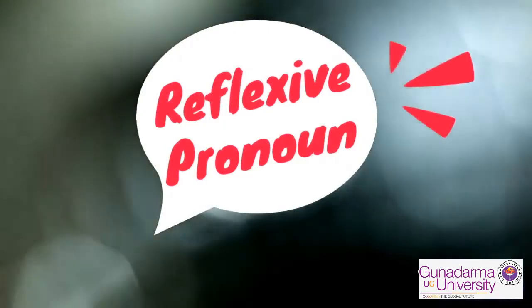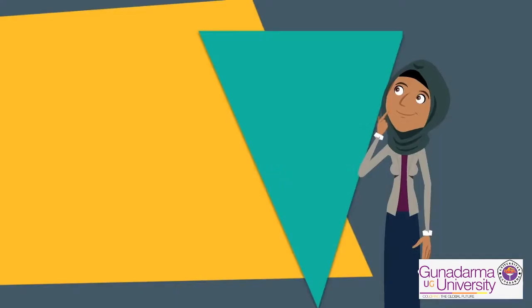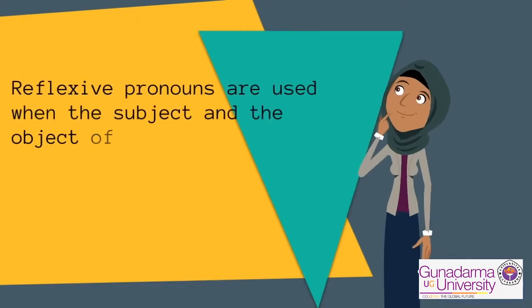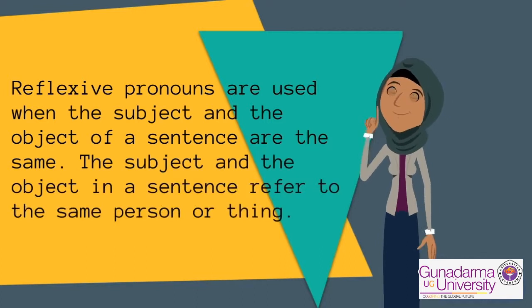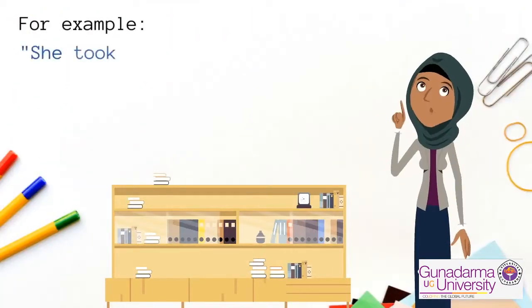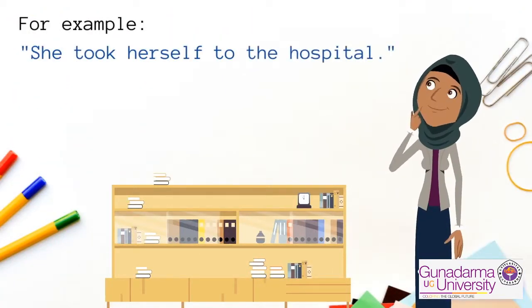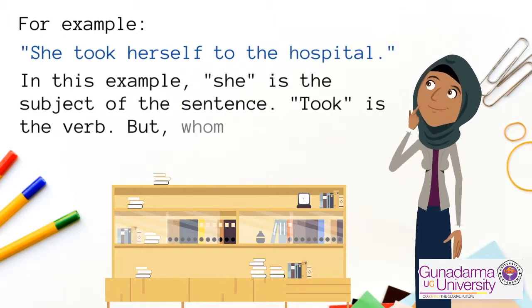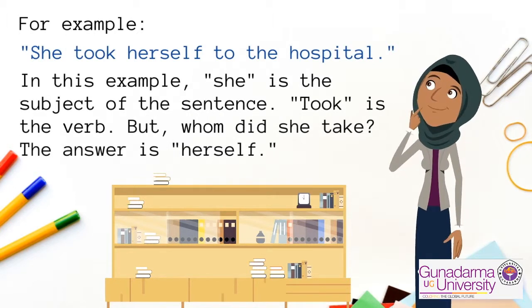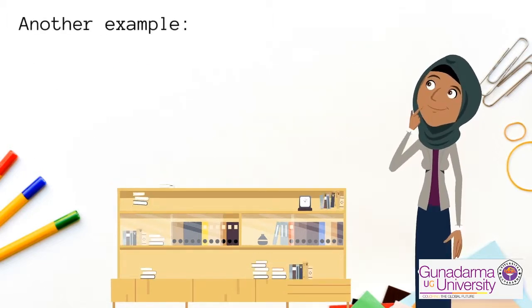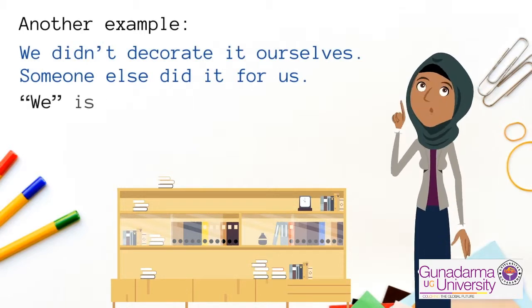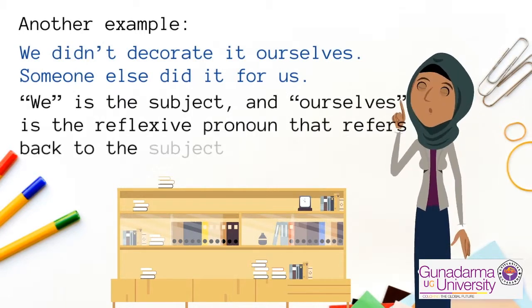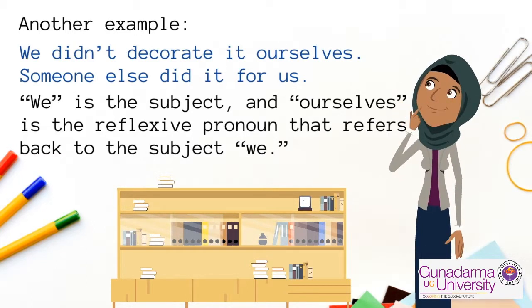Reflexive pronoun. Reflexive pronouns are used when the subject and the object of a sentence are the same. The subject and the object in a sentence refer to the same person or thing. For example, she took herself to the hospital. In this example, she is the subject of the sentence, took is the verb, but whom did she take? The answer is herself. Another example, we didn't decorate it ourselves, someone else did it for us. We is the subject and ourselves is the reflexive pronoun that refers back to the subject we.